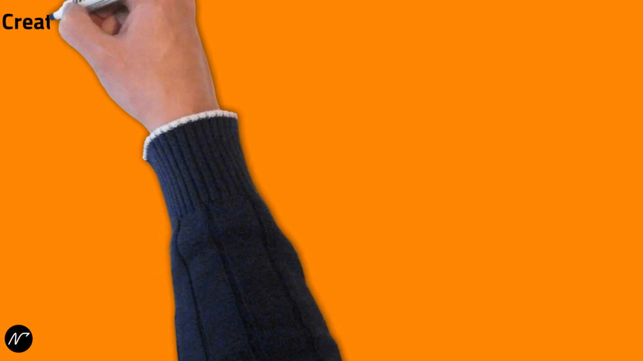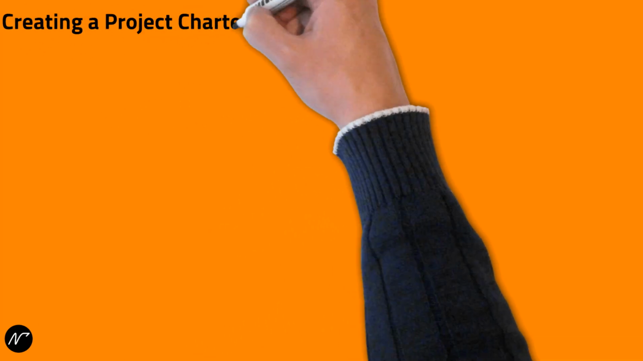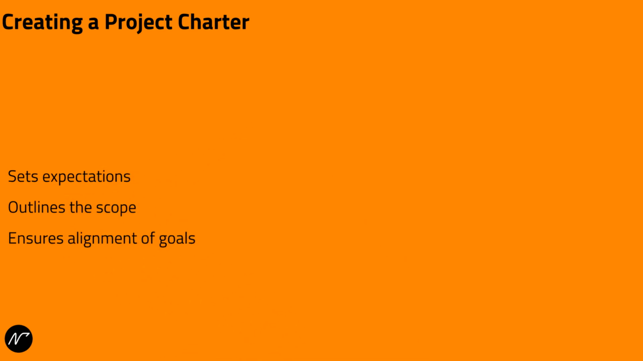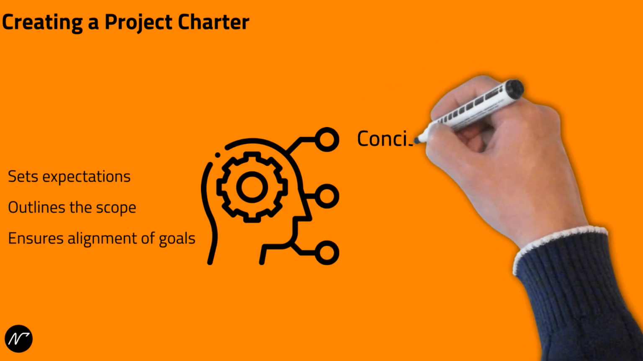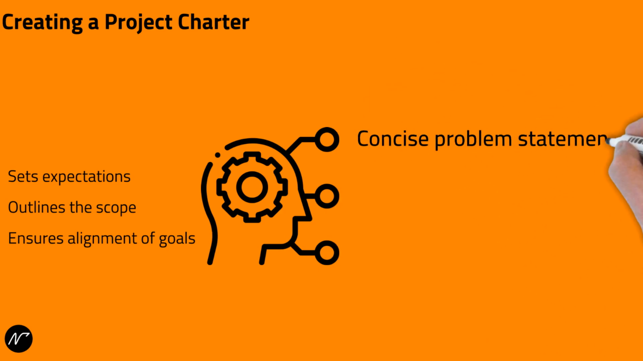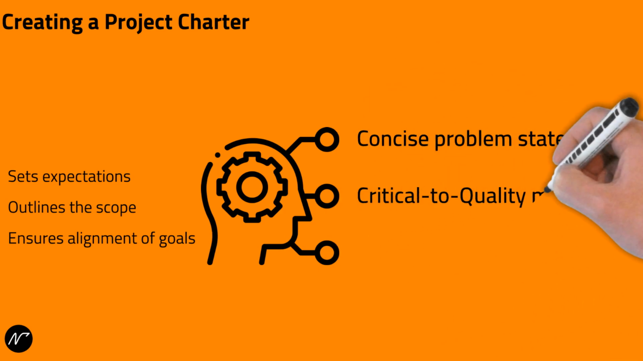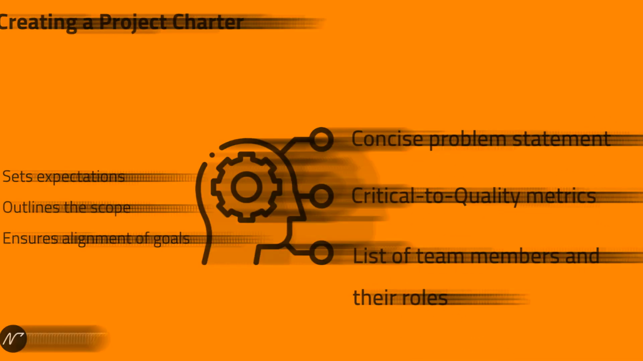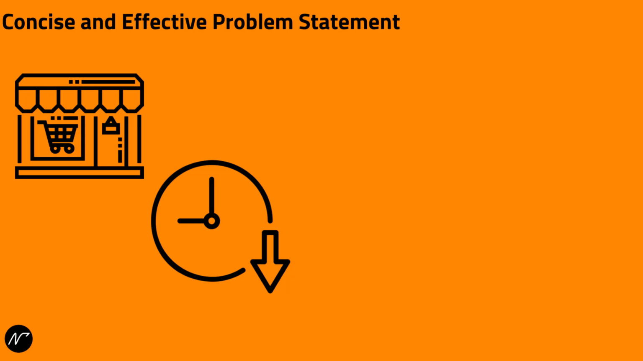The project charter is your roadmap for success. It sets clear expectations for the team and leadership, outlines the scope of the project, and ensures alignment with the organization's goals. A well-crafted charter includes a concise problem statement, critical to quality (CTQ) metrics, and a list of team members and their roles. Let's take the example of a retail company that wants to reduce order processing times.